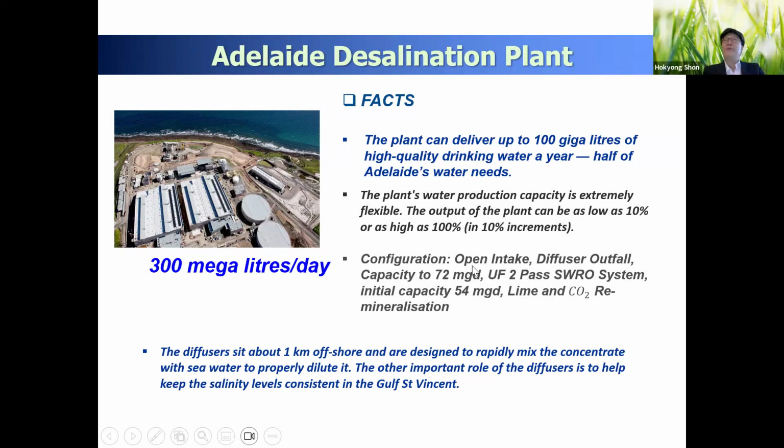Configuration: open intake, so they collect the seawater intake, and diffuser outfall capacity of 2072 mgd, mega gallons per day. And they have ultrafiltration. Compared to Gold Coast and Victoria, which utilize media filtration, here they use ultrafiltration as a pretreatment. So what's the difference between ultrafiltration and media filter?